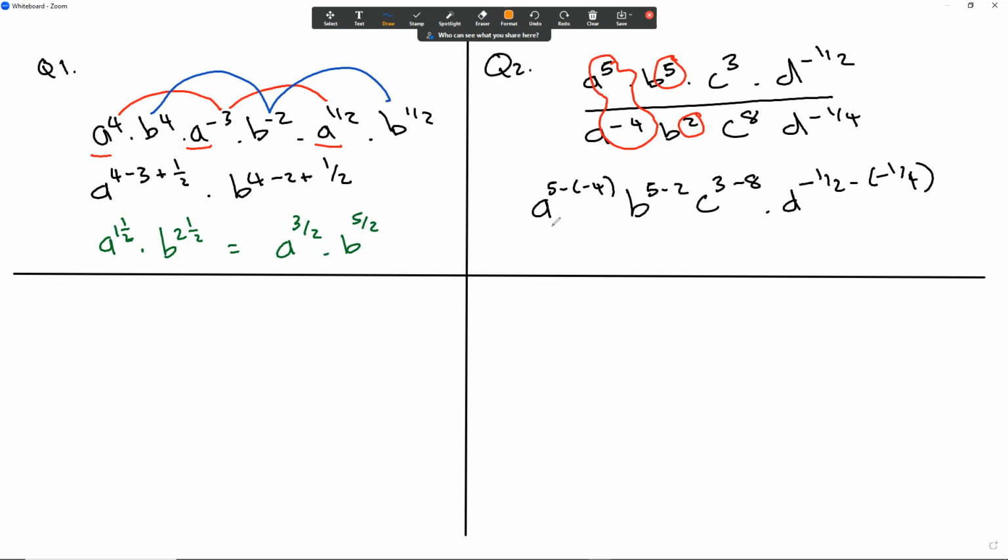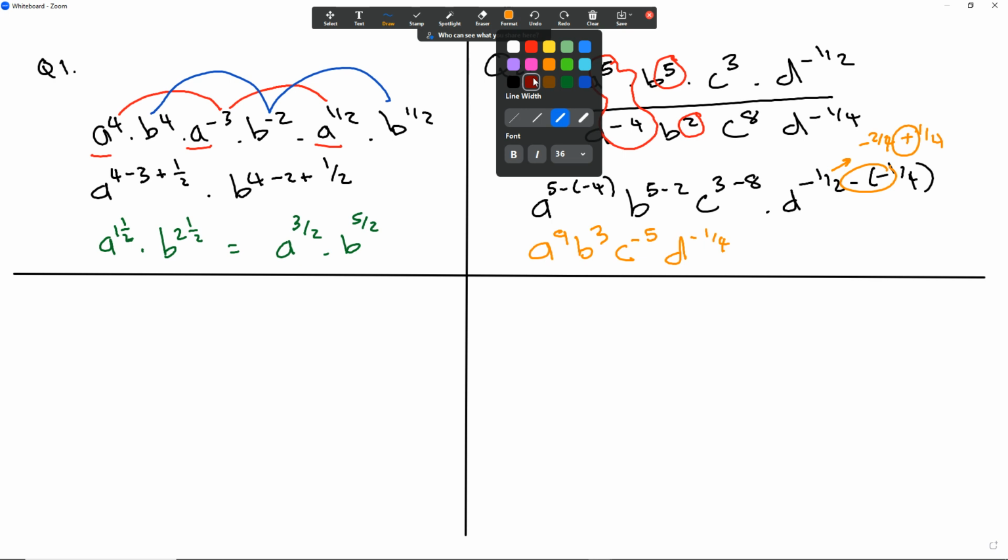Now, from here, I've got a to the power of 5 plus 4 is 9. b to the power of 3. c to the power of negative 5. d to the power of, now negative a half is the same as negative 2 out of 4, and that would be plus 1 out of 4, because together that will become a plus. And so negative 2 plus 1 is negative 1. And so that'll be d to the negative 1 over 4.